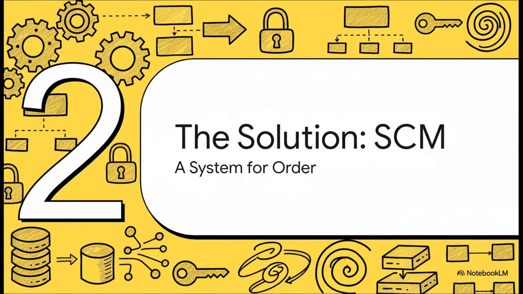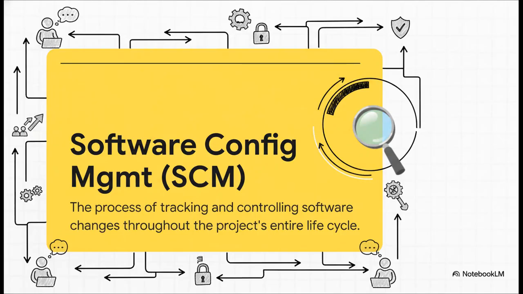But thankfully, there is a better way. There's a whole framework designed to bring some serious order to all of this potential chaos, and it's called Software Configuration Management, or SCM for short. So, what is SCM at its heart? Well, it's really all about one thing: tracking and controlling changes. The whole point is to make sure that no matter how big your team is or how complex the project gets, the integrity of the software itself is protected, from the very first line of code to the final release.